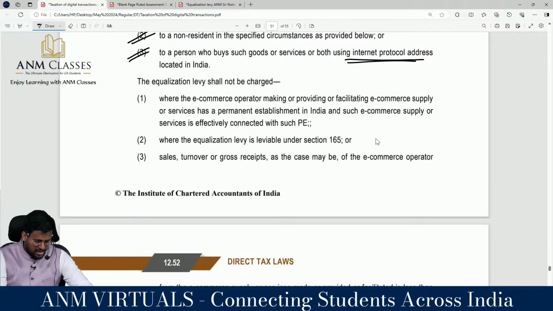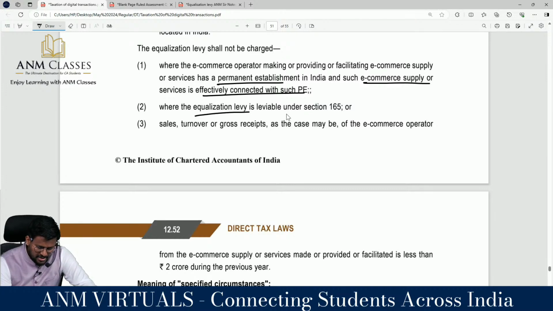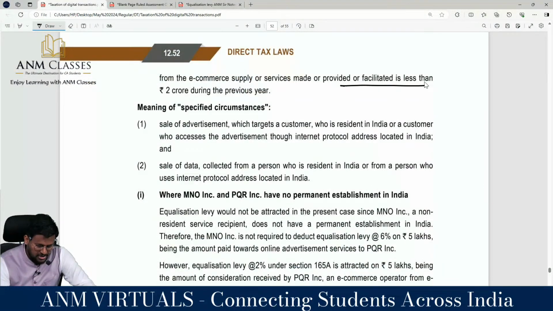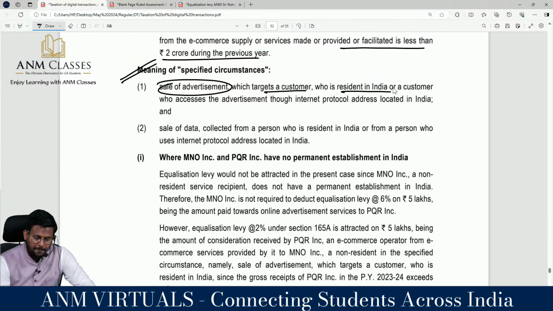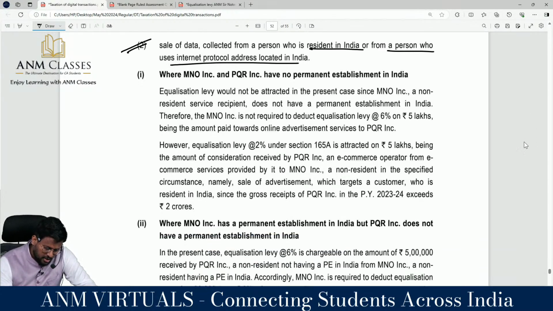Equalization levy shall not be charged where the e-commerce operator making or providing e-commerce supply or service has a permanent establishment and such e-commerce supply or service is effectively connected with the permanent establishment, or where the equalization levy is leviable under the section on sales, or where the sales turnover or gross receipts, as the case may be, of the e-commerce operator from the e-commerce supply or service made or provided or facilitated is less than the threshold. Meaning of specified circumstance: sale of advertisement which targets a customer who is in India or a customer who accesses the advertisement through an IP address located in India, sale of data collected from a person who is in India or from a person who uses an IP address located in India.